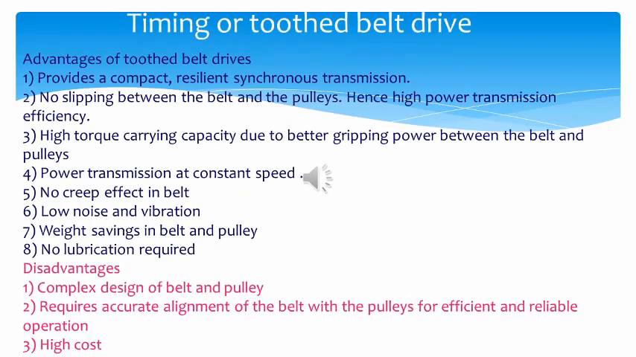So the advantages of tooth belt or timing belt drive is it provides compact, resilient and synchronous transmission, in the sense there is no loss of power. No slippage between the belt drive and the pulley, hence power transmitted is more efficient. High torque carrying capacity due to better gripping power between the belt and the pulleys. Power transmitted at constant speed. No creep in the belt, less noise, less vibration. Weight savings in belt and pulley. No lubrication is required.